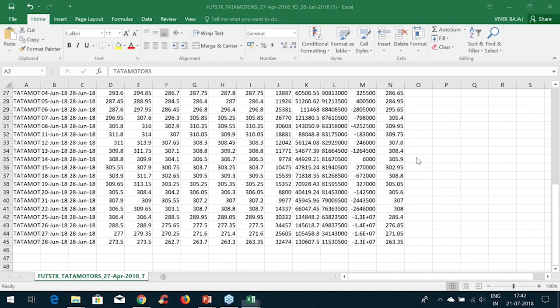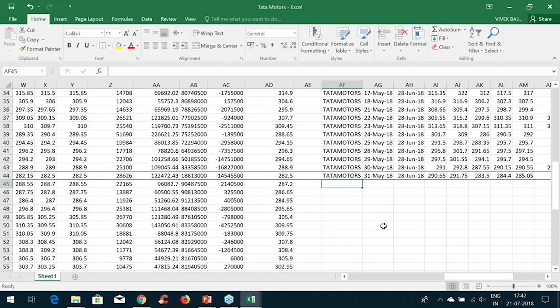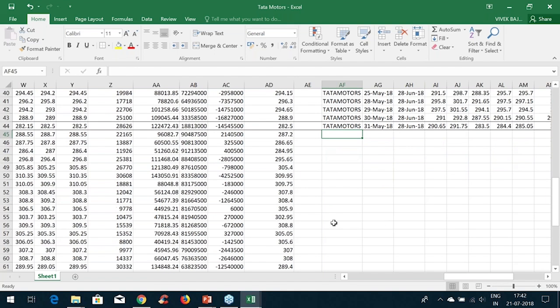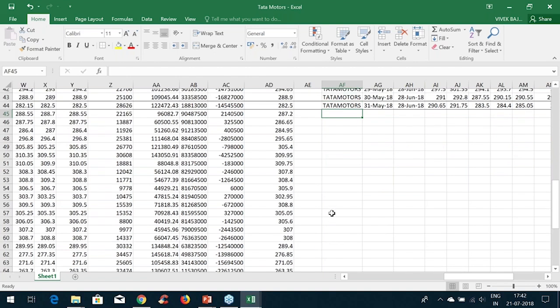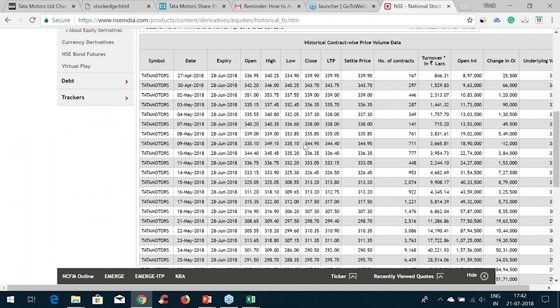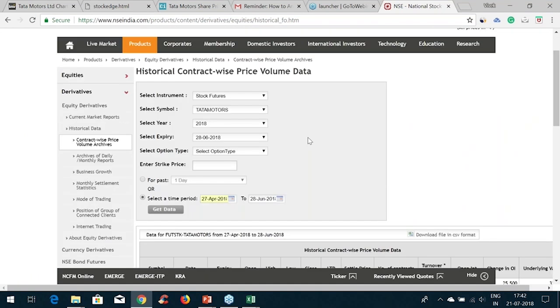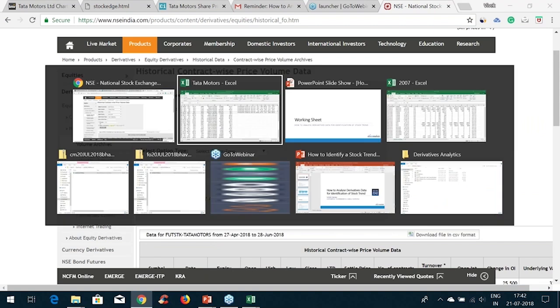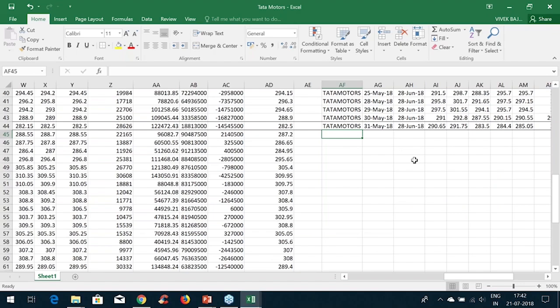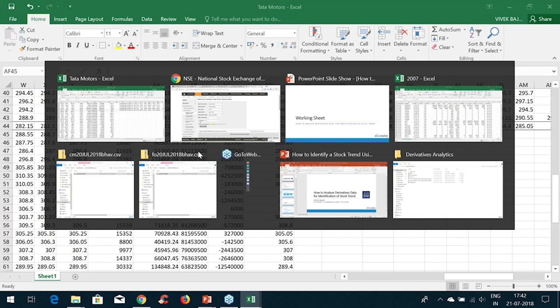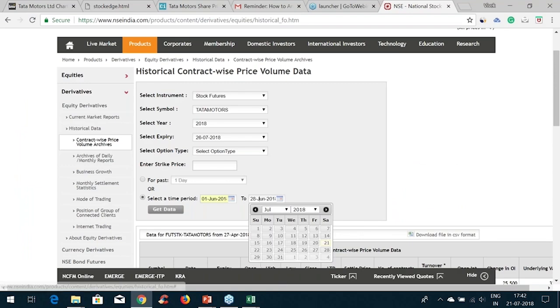Now let me go back to the Exchange site and ask for further data. Actually, I have already created an Excel sheet because I knew there would be paucity of time. So let me finish only this part and then open that Excel sheet for you, which will help you do your analysis. So I need July expiry now from 1st of June. Let me select 1st of June, and the data expiry will be 26th of July. So let's keep it till 26th of July.